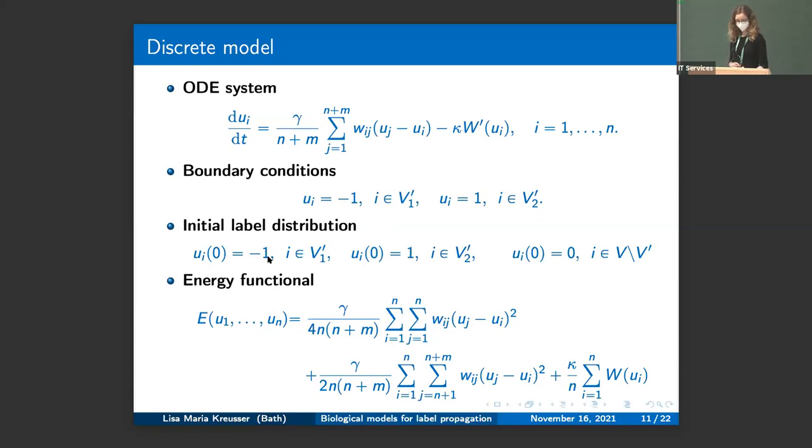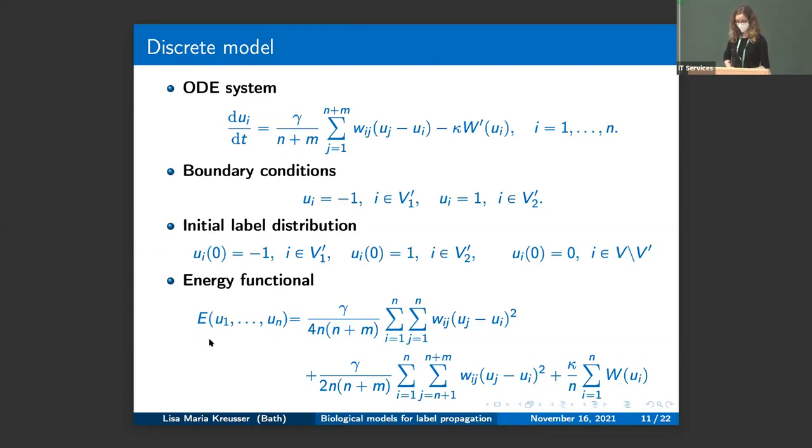Then this gives us the entire system, where the values u_i for i equal to n plus 1 to m plus m are already given through these boundary conditions. The question is, if we solve this above ODE system, how can we see what happens in the long term?